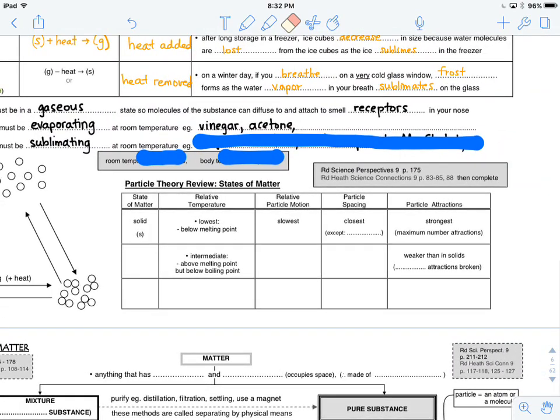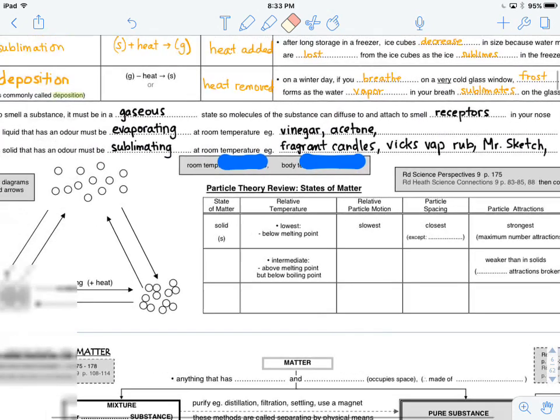So think about this. There's lots of things like those really stinky candles at Bed Bath and Beyond, or whatever the heck it's called, or Vicks Vapor Rub, or when you were a kid in the junior grades and your teacher brought out those Mr. Sketch markers that smelled really, really good. Well, those are predominantly all different types of solids that have an odor, so they must be subliming.